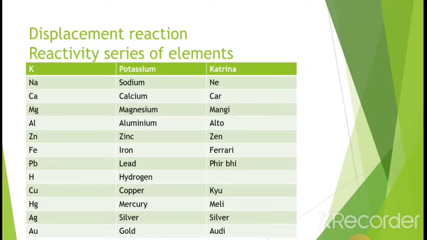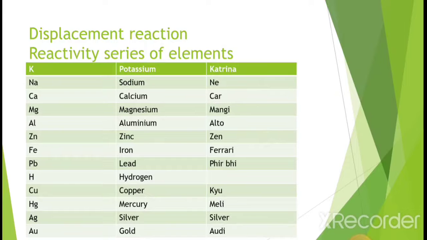Next, copper, that is Cu, just interchange. And mercury, that is Hg; you can understand that is mercury, so you can read Hg. And silver, it is Ag, Audi, Au, gold.